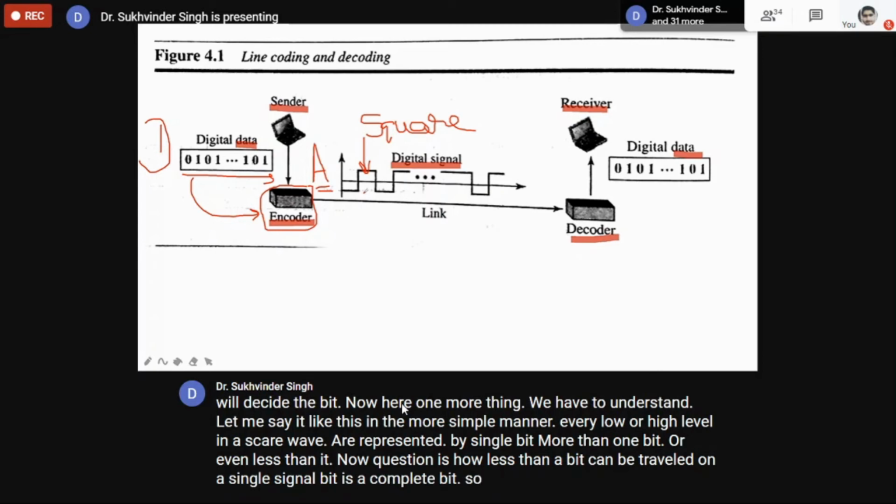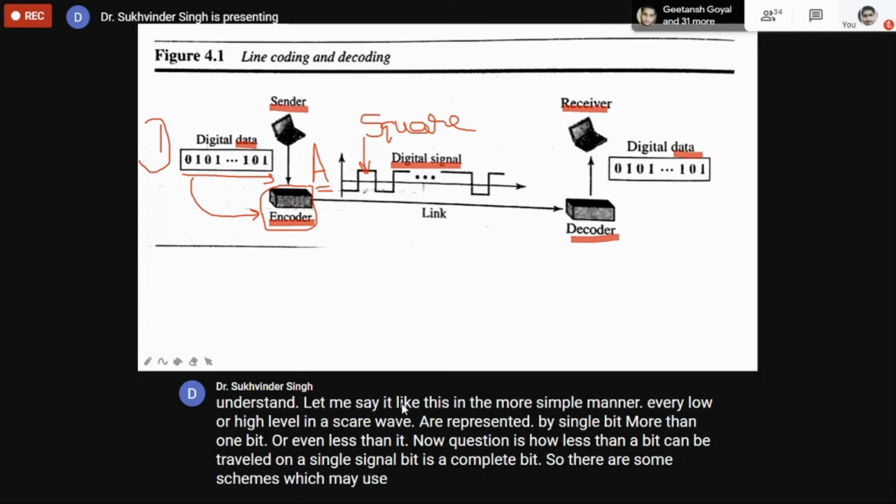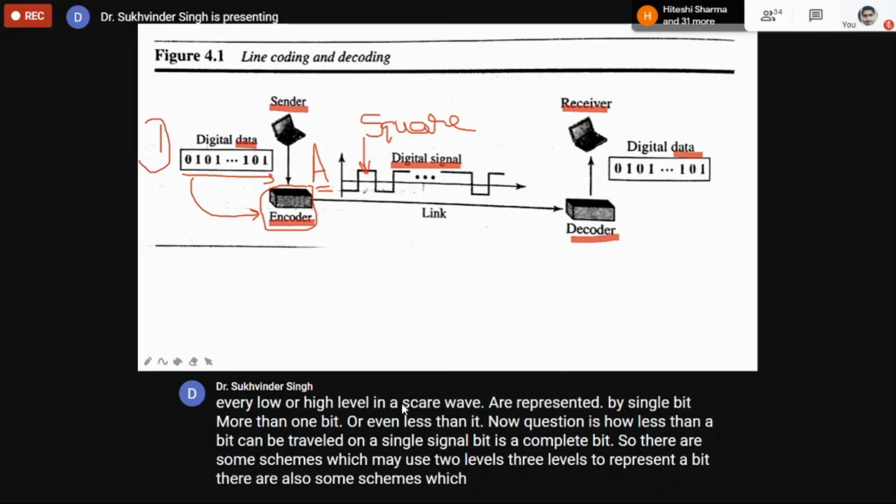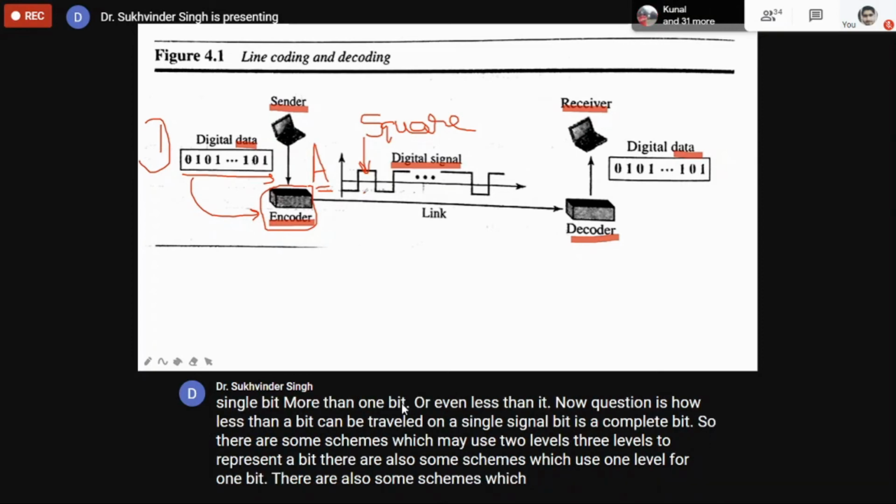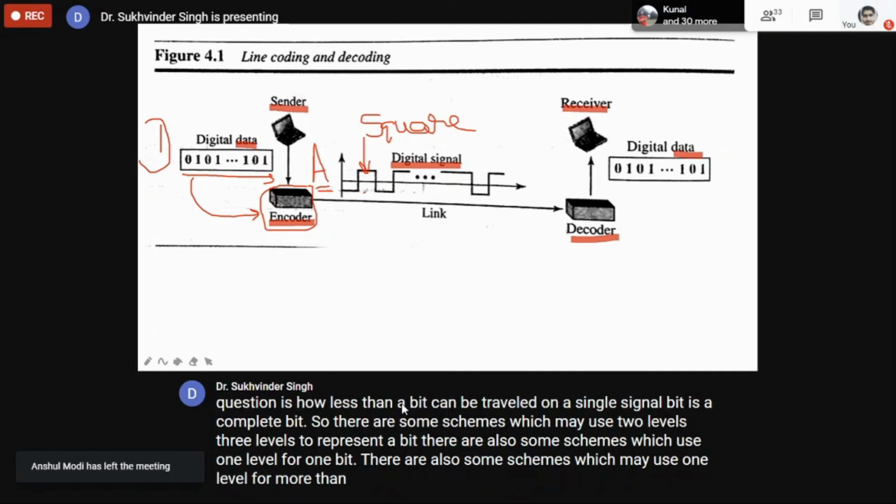So there are some schemes which may use 2 levels, 3 levels to represent a bit. There are also some schemes which use 1 level for 1 bit. There are also some schemes which may use 1 level for more than 1 bit. We will learn this in the coming slides.